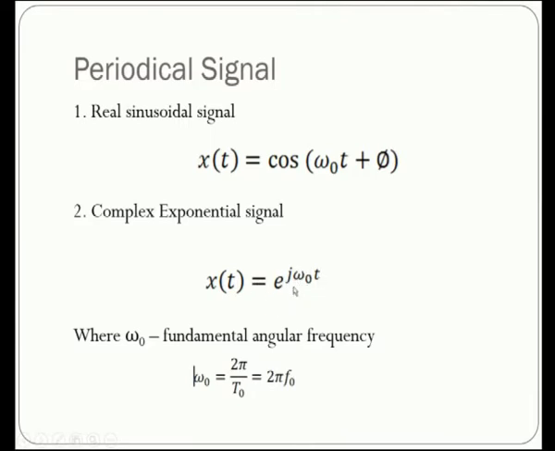So, this signal is repeated with respect to time t, where omega naught is the fundamental angular frequency, which is represented as 2 pi by T naught. So, 2 pi is the period with respect to the initial time T naught, that is the fundamental period, or 1 by T naught can be replaced with f naught, which is the fundamental frequency. So, 2 pi f naught. The fundamental angular frequency can be represented with respect to the fundamental period as 2 pi by T naught, or with the fundamental frequency as 2 pi f naught.